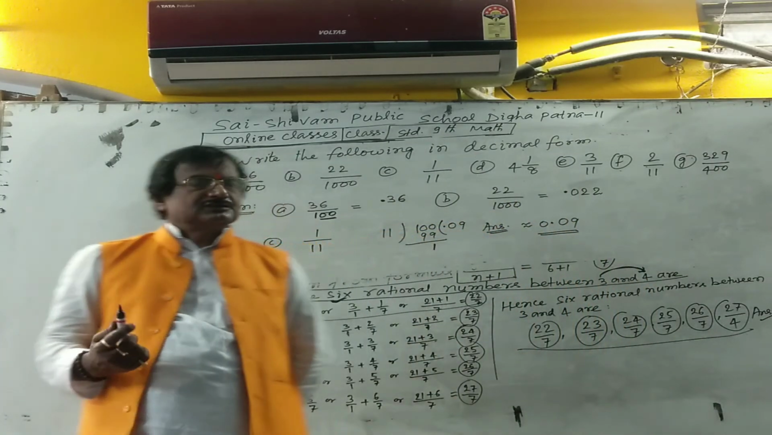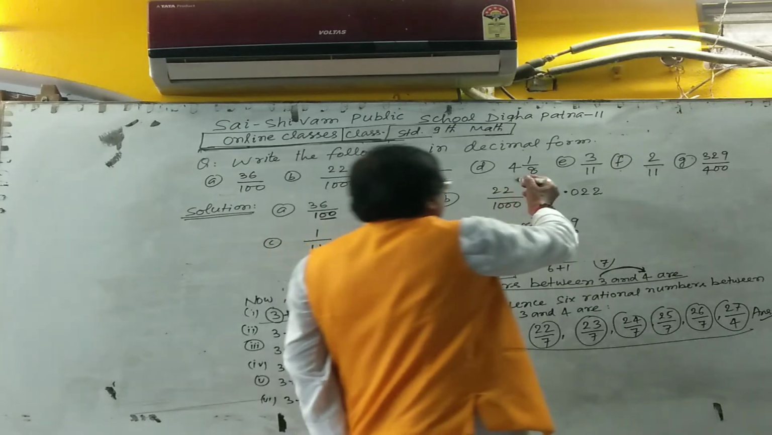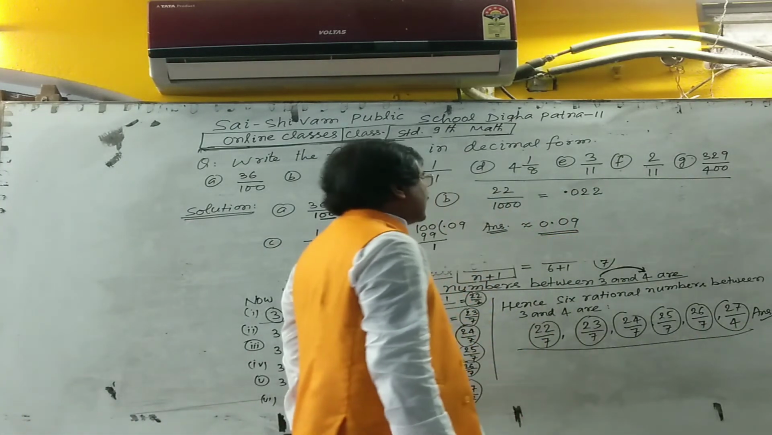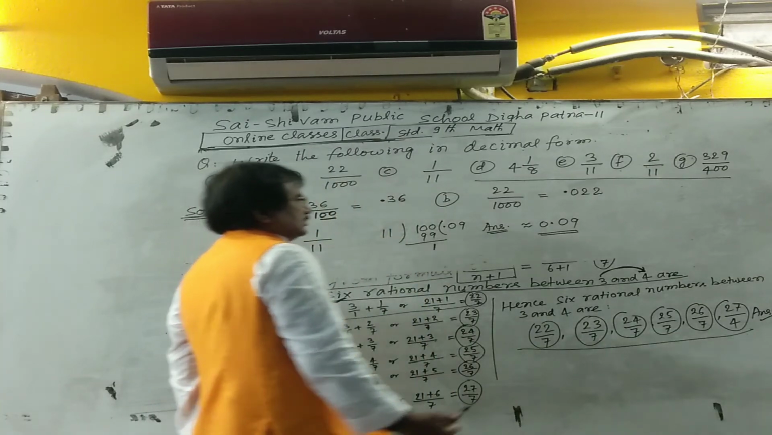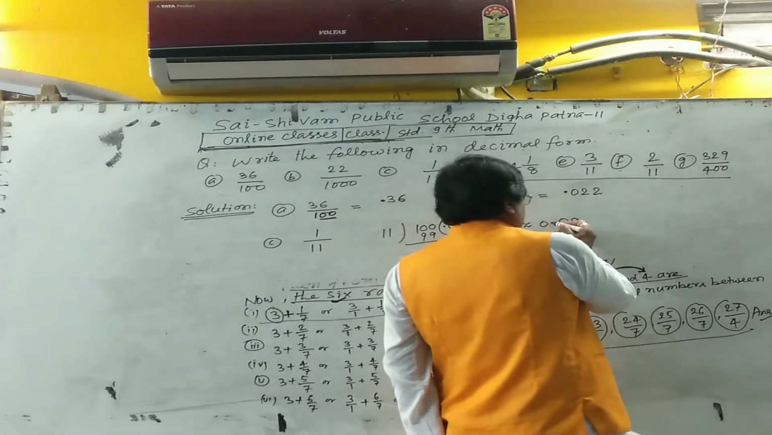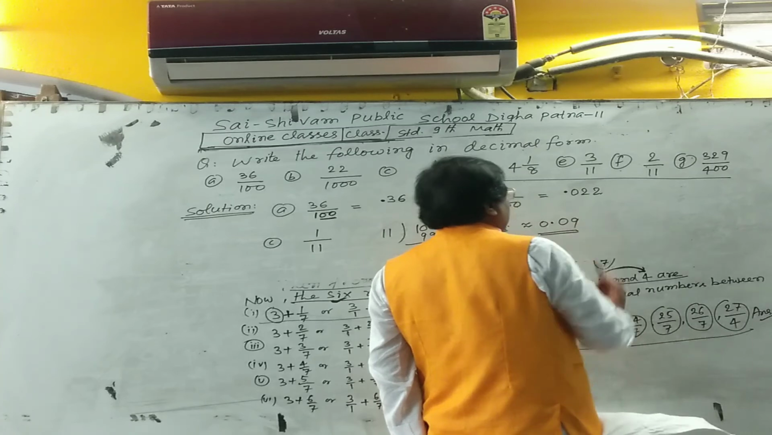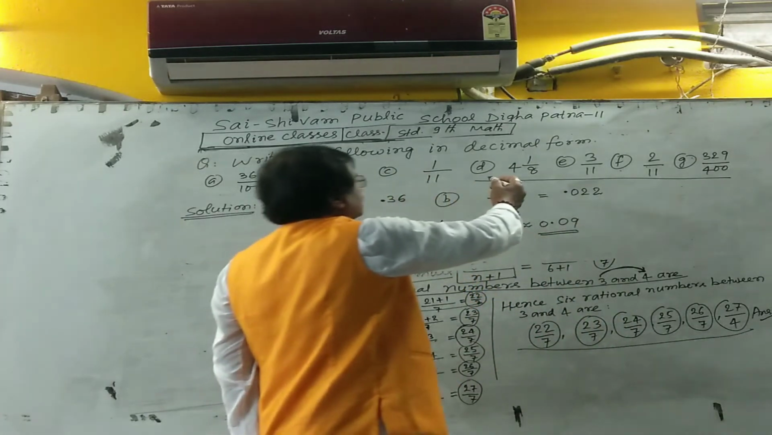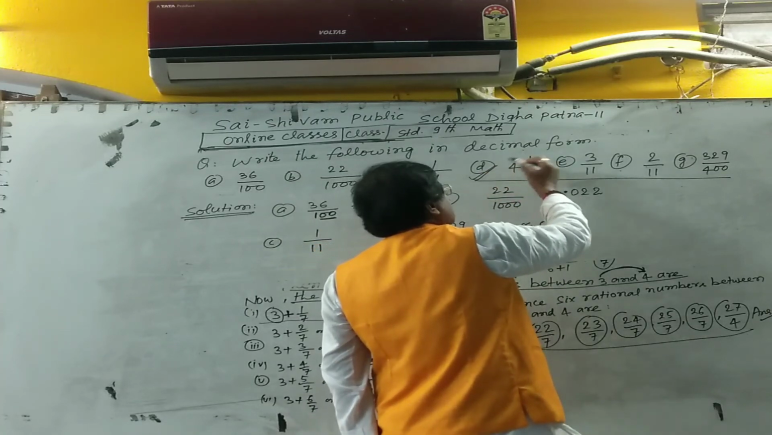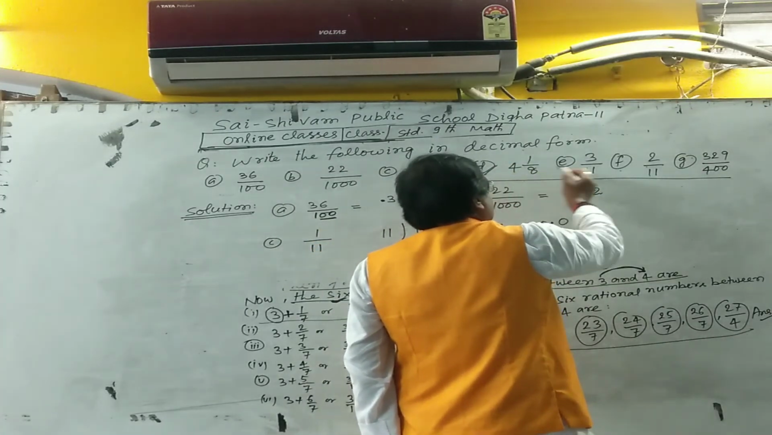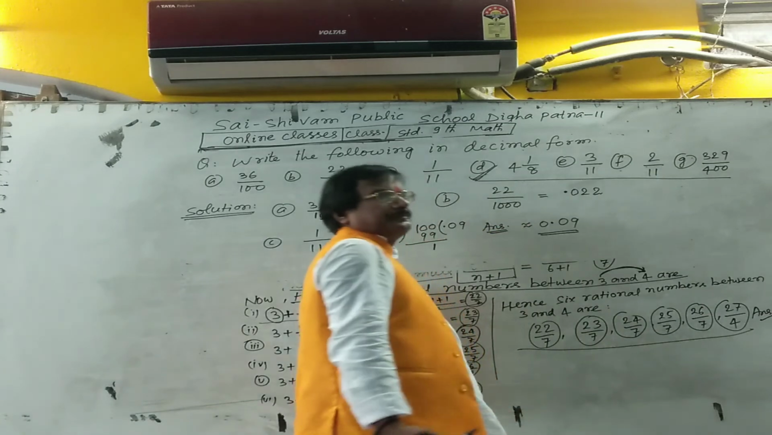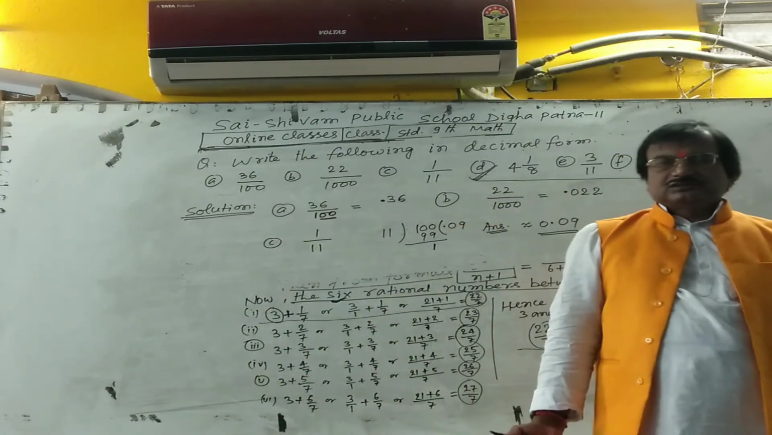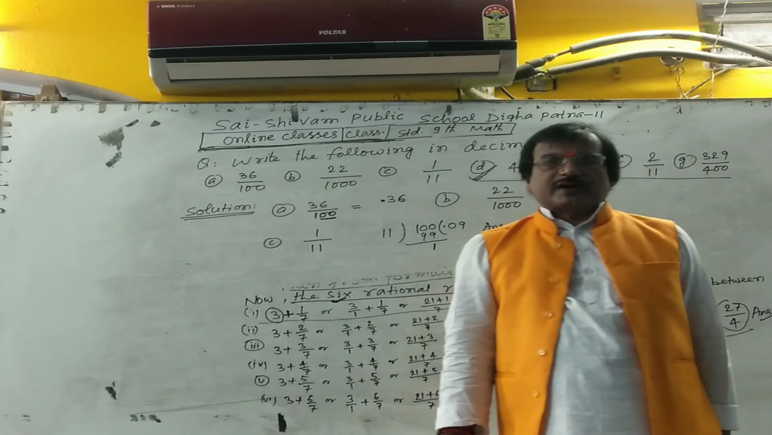Students, you can solve these other types of questions by the division method and convert them into decimals, with 2 digits or 3 digits after the decimal. So it is given for your homework. You have to try to solve these questions.